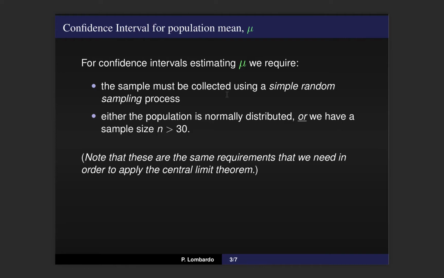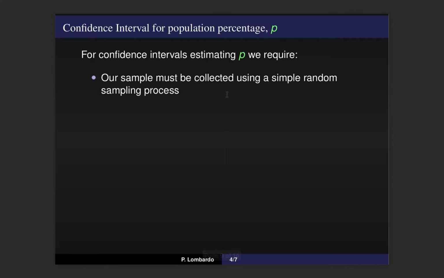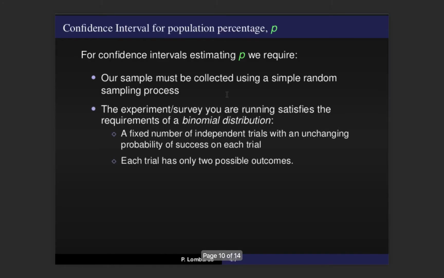I'm going to show you this with an example when we're working with our confidence interval for a population proportion. All right, assumptions for our confidence interval for a population percentage. Once again, you have to make sure that your sample comes from a simple random sampling process.